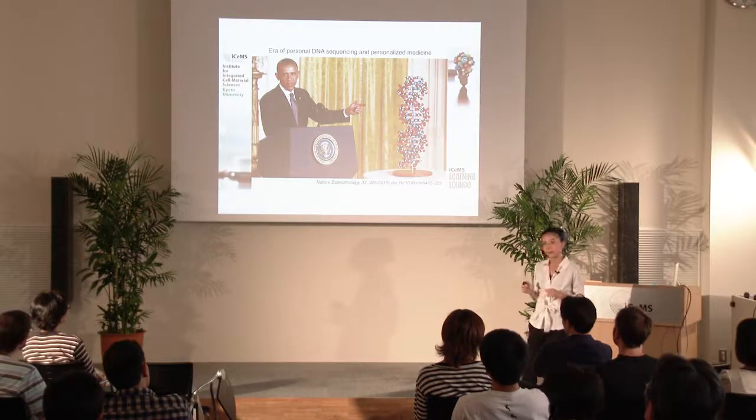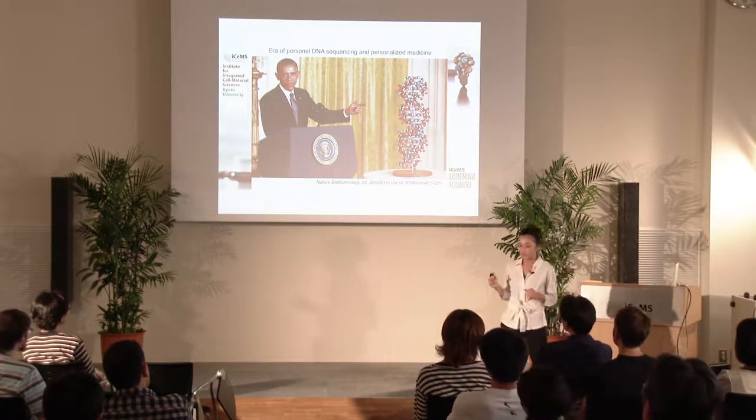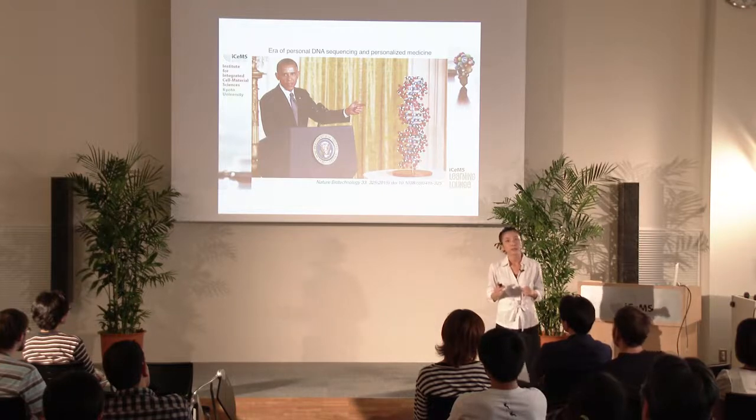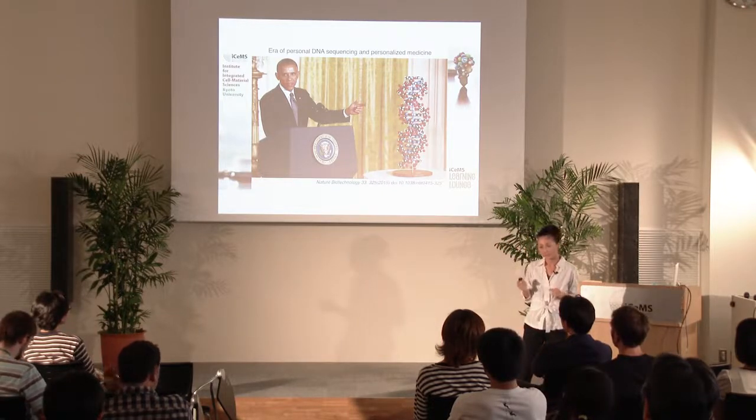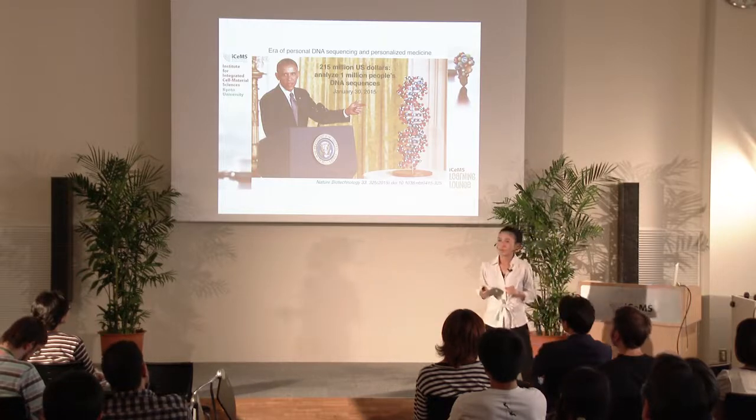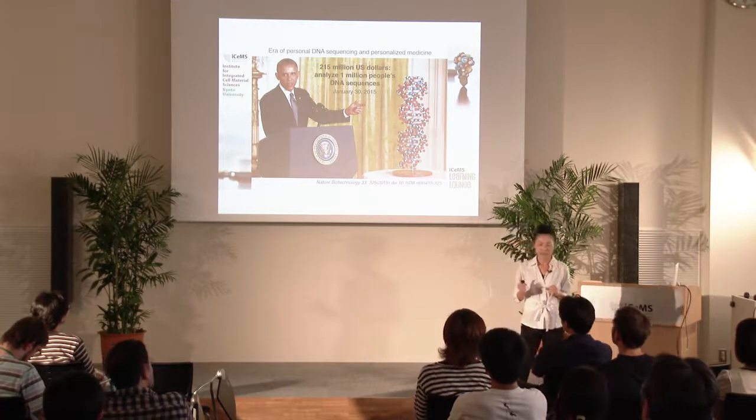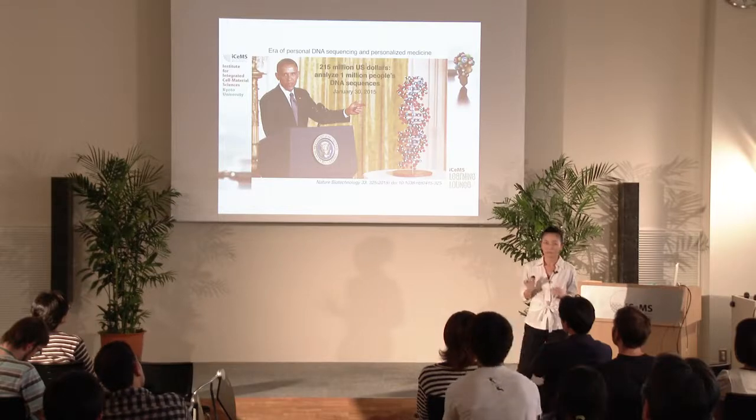And you may think this type of medical practice is rather futuristic or very expensive, but actually that's not quite true. So we are already in the era of personal DNA sequencing, and personal or precision medicine. So this year, for example, the United States has decided that they're going to spend about $200 million to analyze 1 million people's DNA sequences.